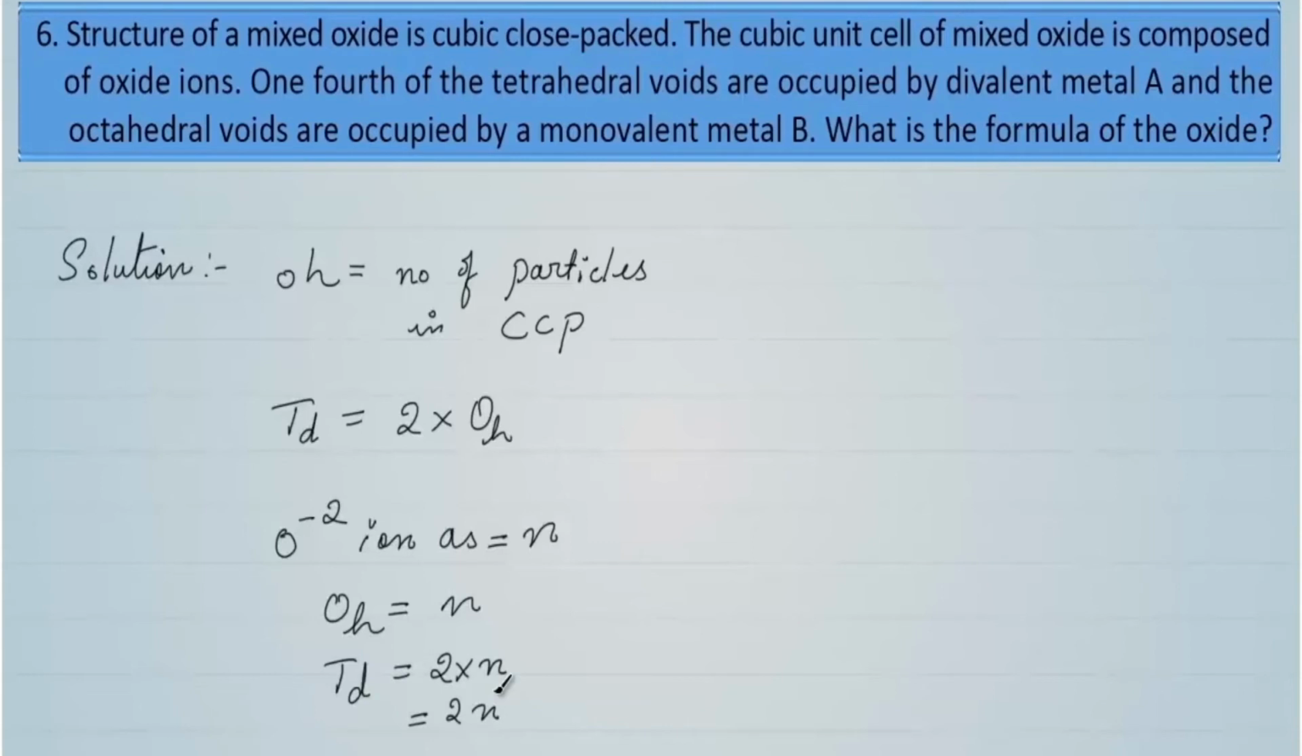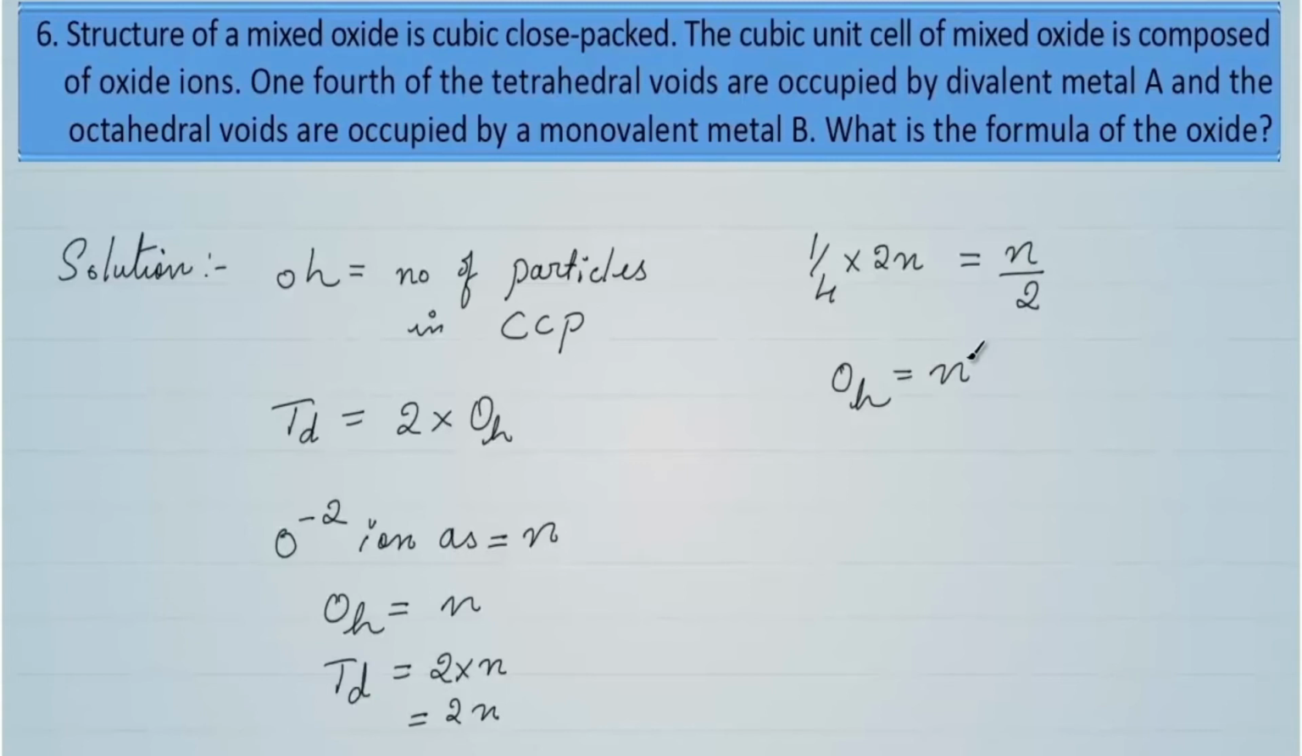One fourth of the tetrahedral voids are occupied by divalent atom A. The number of tetrahedral voids occupied by divalent atom A is equal to 1/4 multiplied by 2n, which is equal to n/2. The octahedral voids are occupied by monovalent ion B. Now the number of octahedral voids is equal to n.